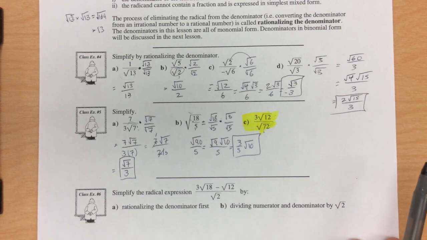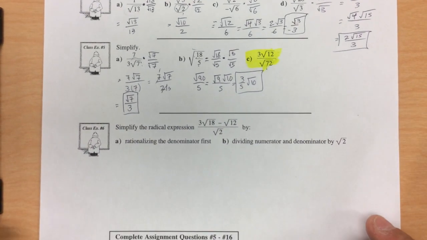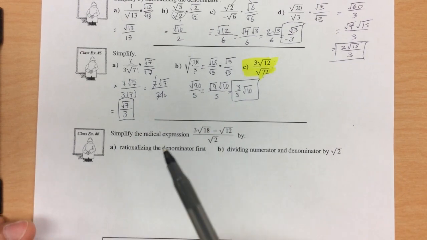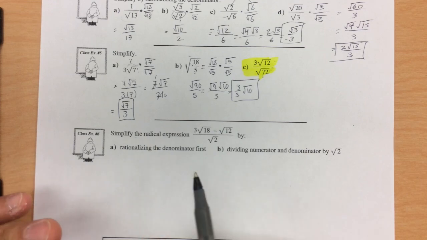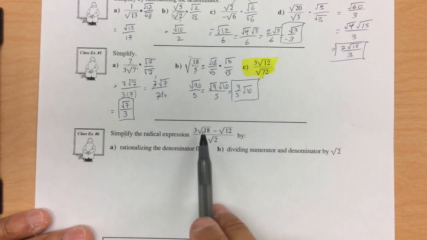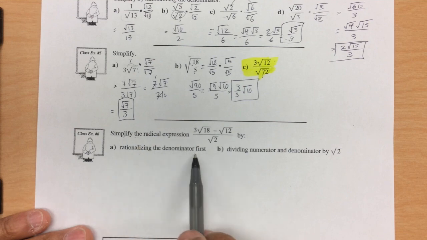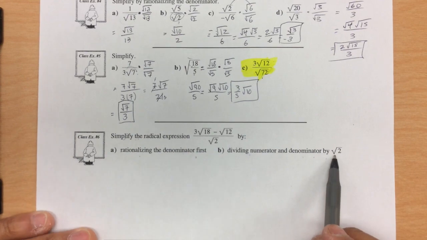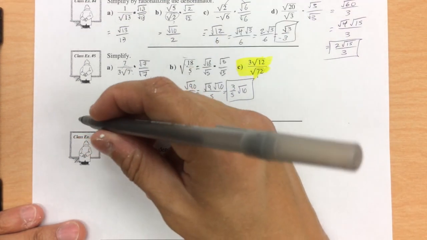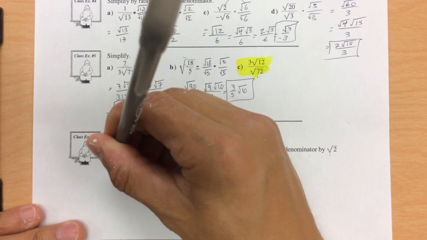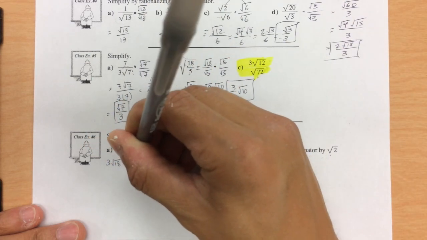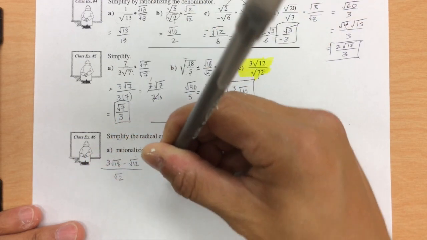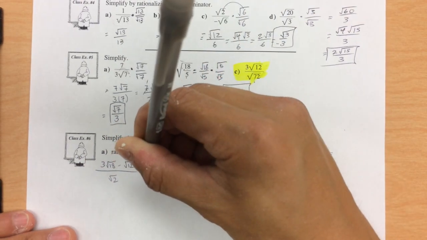And last one. So this one's not particularly difficult. We're just given two different commands, so to speak. First, simplify the radical expression by first rationalizing the denominator and then dividing the numerator and the denominator by square root of 2. So let's try that first one. I'm left with 3 times the square root of 18 minus the square root of 12 divided by square root of 2. So the first thing I want to do is rationalize the denominator.